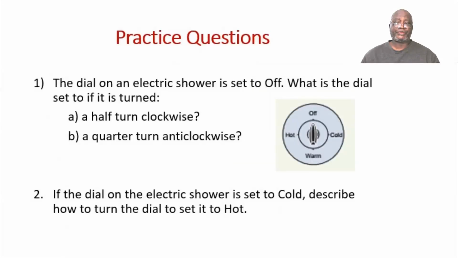Practice questions. Read this and see whether you can figure it out based on this last topic we've just dealt with. The dial on an electric shower is set to off. What is the dial set to if it turns A, a half turn clockwise, B, a quarter turn anti-clockwise? 2. The dial on the electric shower is set to cold. Describe how to turn the dial to set it to hot.